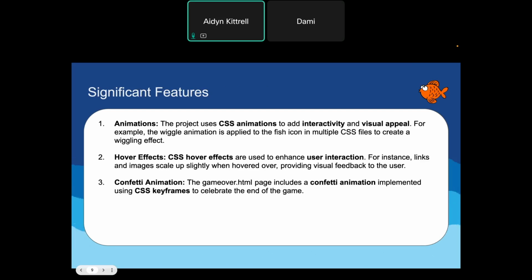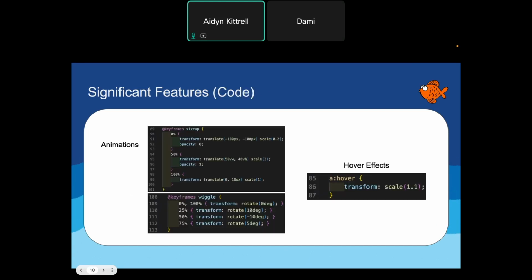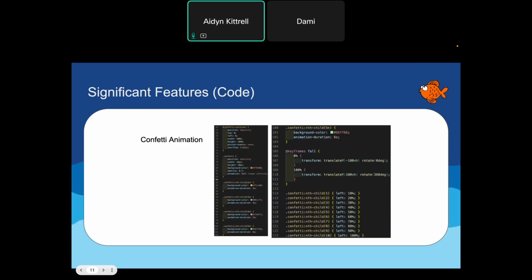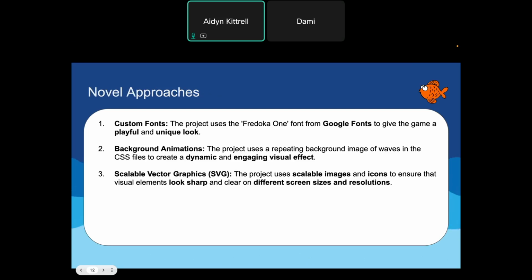And then the significant features. So we had the animations, like the wiggle, and then the beginning where the word shot around the screen and came back to the middle. We have the hover effects with all of our buttons, and then we had the confetti animation that we made using CSS keyframes. And then here's the code for the animations, and then the hover, and then the confetti.